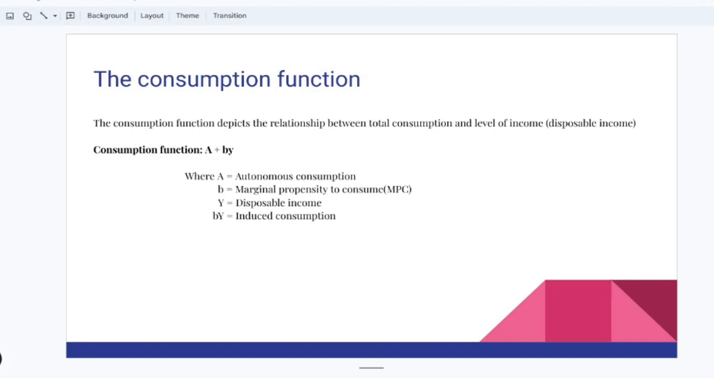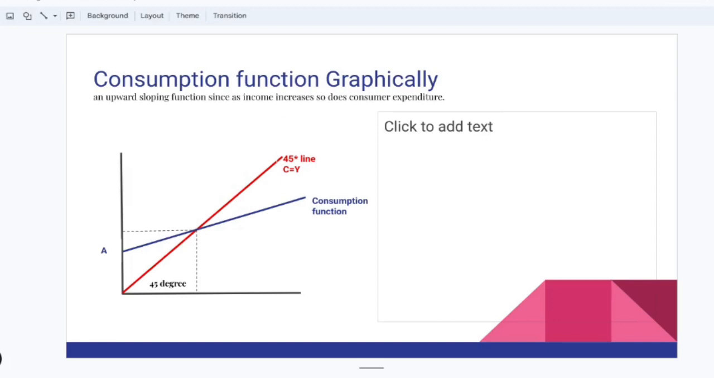Following? So to get induced consumption, it would be the MPC times disposable income. Therefore, the consumption function here is just trying to say that autonomous spending plus induced spending is the consumption function. I would just break it down into MPC times disposable income, which is the marginal propensity to consume and disposable income.